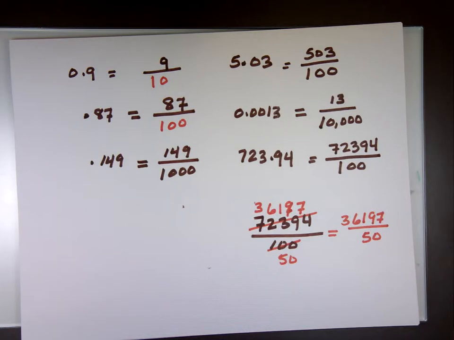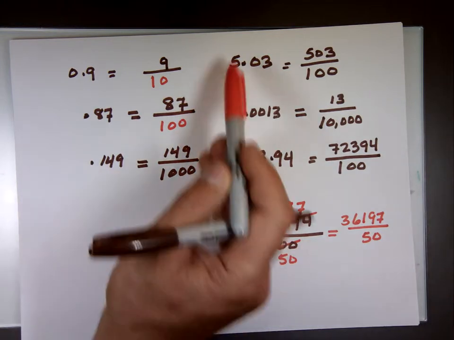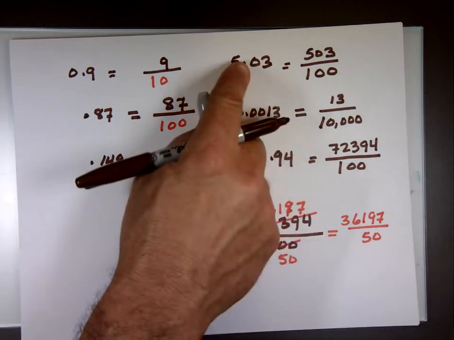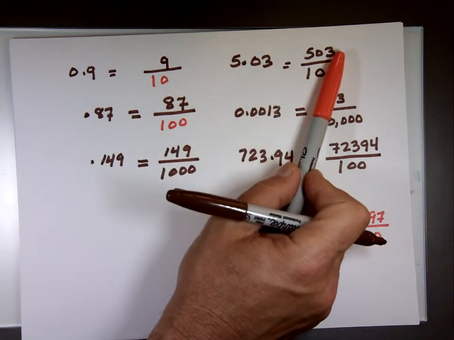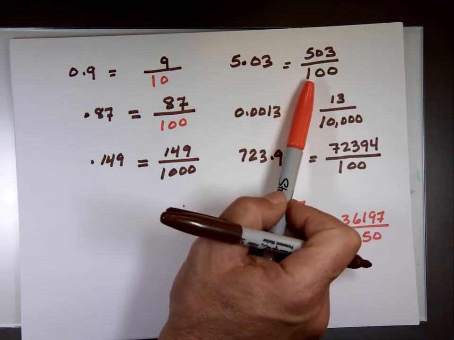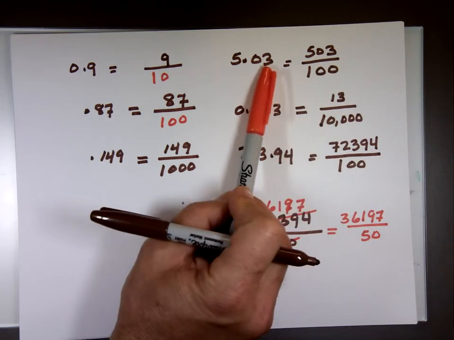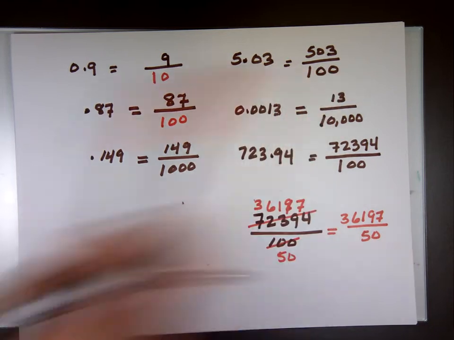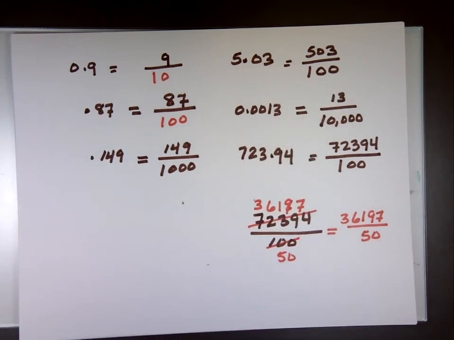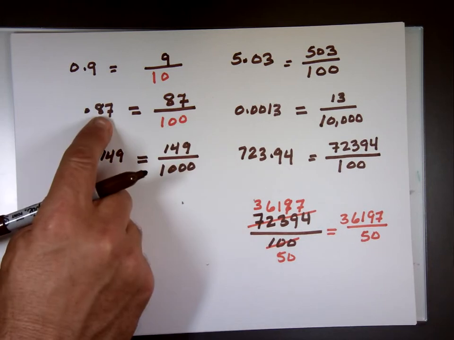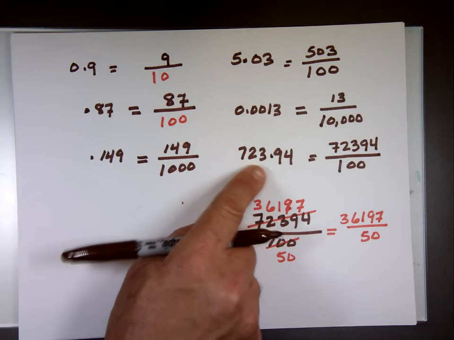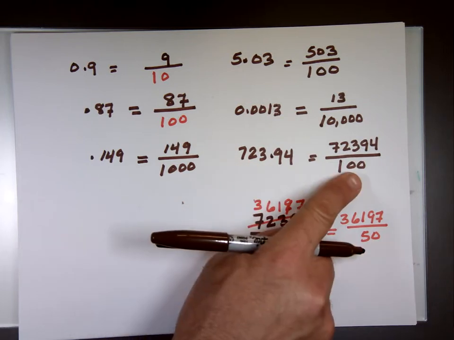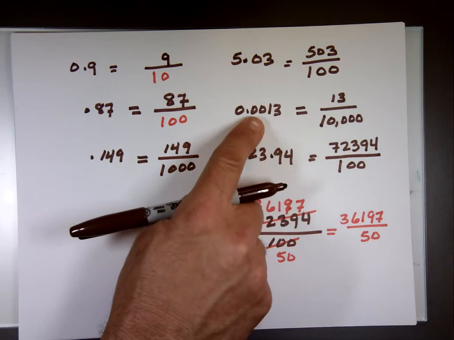Can you please go over the 5.03? How you got the 503 over 100? Write the number without the decimal point. So the decimal point is gone. What do you have? 503, right? Divided by 1 followed by zeros. How many zeros? 2. How many digits to the right of the decimal point? 2 digits. 2 zeros. The number of zeros is always equal to the number of digits to the right of the decimal point. We don't care about the left. Notice here, how many digits to the right of the decimal point? 2. That's why you have 2 zeros. How many digits to the right of the decimal point here? 4. That's why you have 4 zeros.